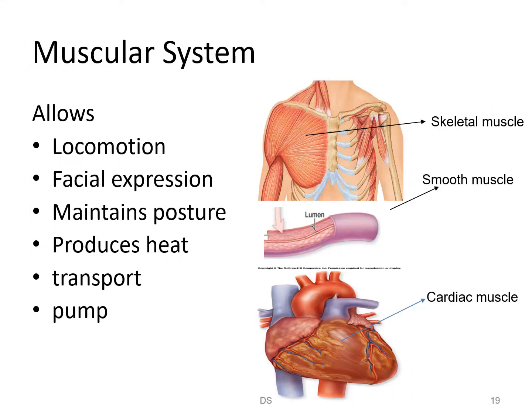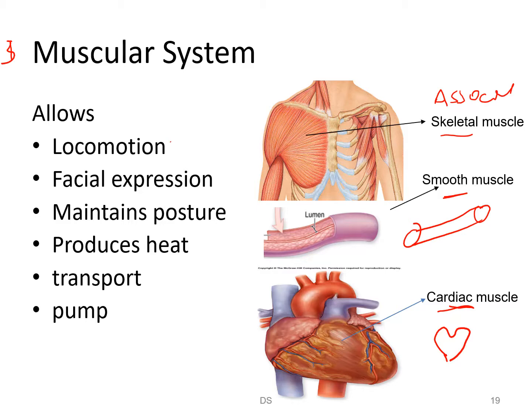Another system, the muscular system, consists of the muscles, the three types of muscles: the skeletal, the smooth, and the cardiac muscle. The skeletal muscle is associated with bone. The smooth muscles are found in the tubular structures in our body, and cardiac muscle is found in the wall of the heart.